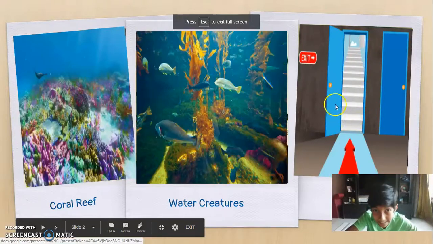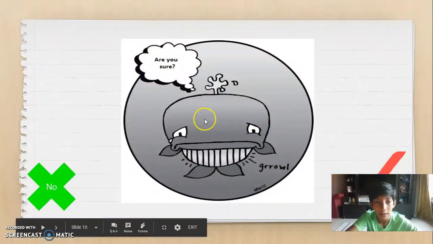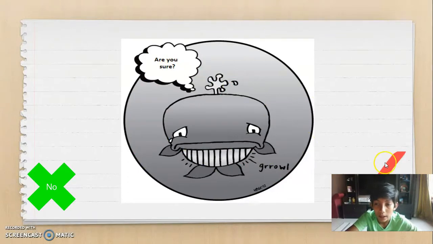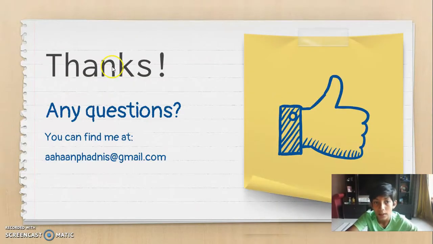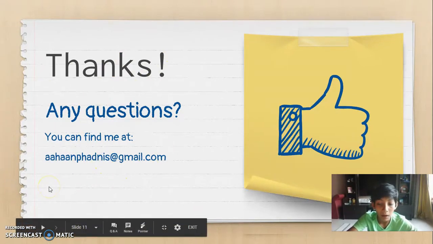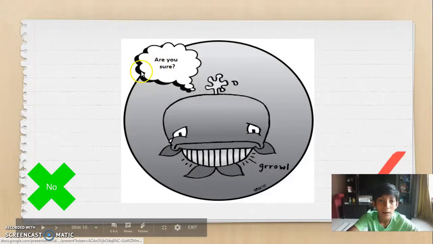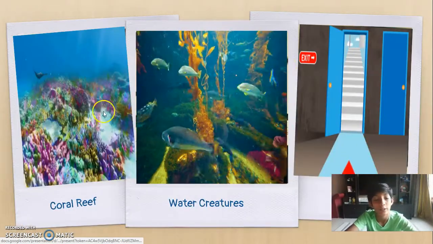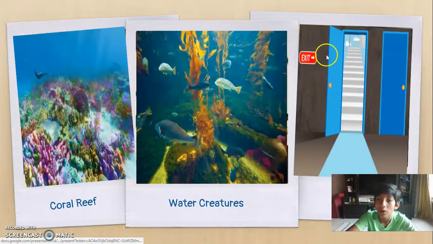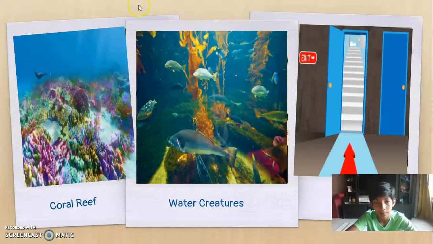So this is exit. So if I click on exit, it asks me, are you sure? I can choose yes or I can choose no. So right now I'll choose yes. So it says thanks. Any questions? You can find me at aahaanfatness@gmail.com. But I'll just go back there. If I choose no, it takes me back to the slide where I can choose if I want to learn something new or just exit again.